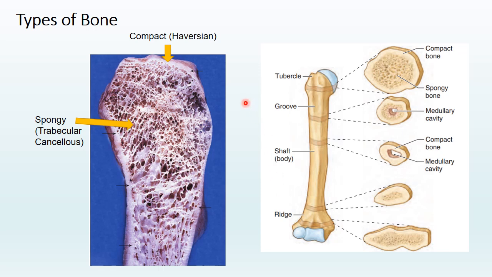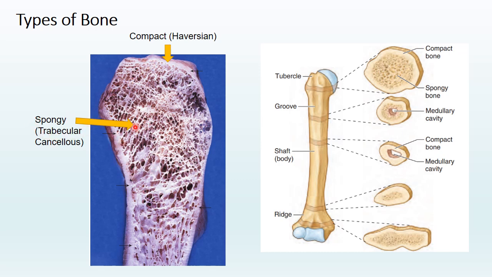There are 2 types of bones basically. The first one is called compact bone, which is usually found on the outer layer of the bones when we cut the bone transversely or longitudinally. Compact bone, also called Haversian bone, is a solid, dense bone.